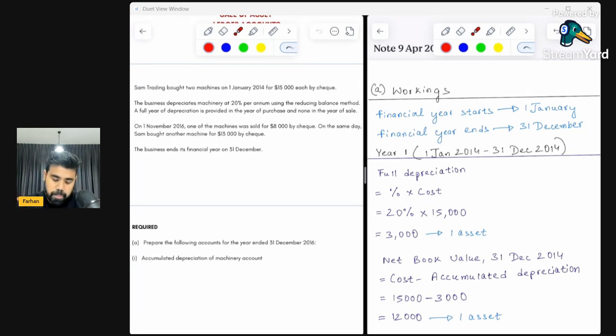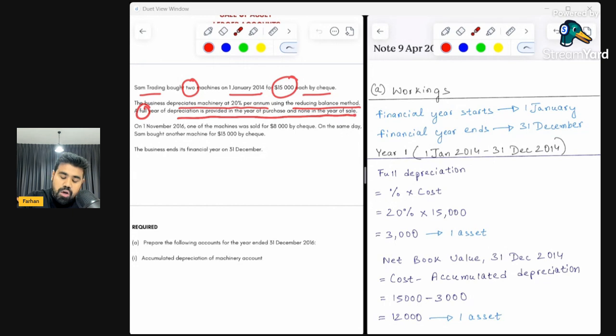So let's begin. Sam Trading bought two machines on 1 January 2014 for $15,000 each by check. The business depreciates machinery at 20% per annum using the reducing balance method. A full year's depreciation is provided in the year of purchase and none in the year of sale.